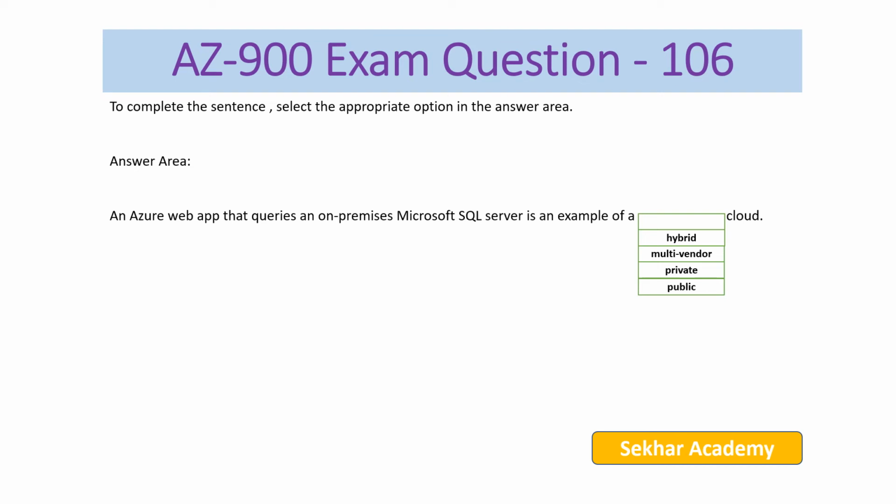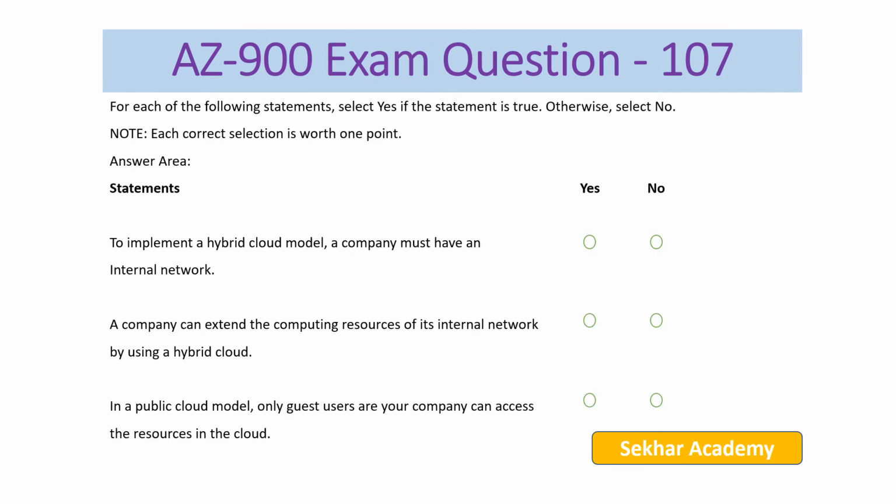Here, the Azure web app is handled by the cloud service provider, and the on-premises SQL server is separate, right? So here we are using both together. The right answer is hybrid cloud model. The service is in the public cloud and then on-premises. So the cloud model that supports this is hybrid cloud. The right answer is hybrid.